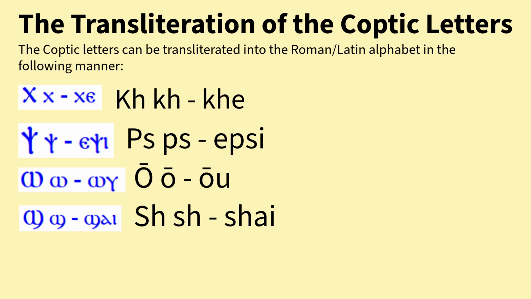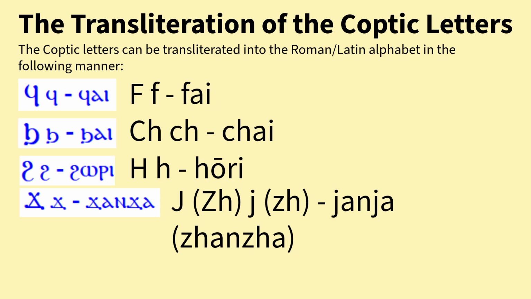Then we have the first of the Coptic letters to be derived from the native Egyptian scripts. And this letter is called shai, with a sh and I sound. The next letter is the Coptic letter phi, and that's transliterated as the letter F.